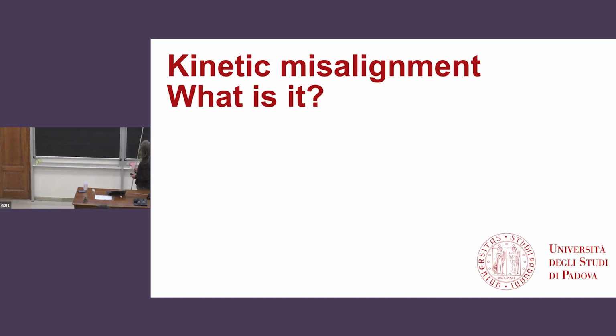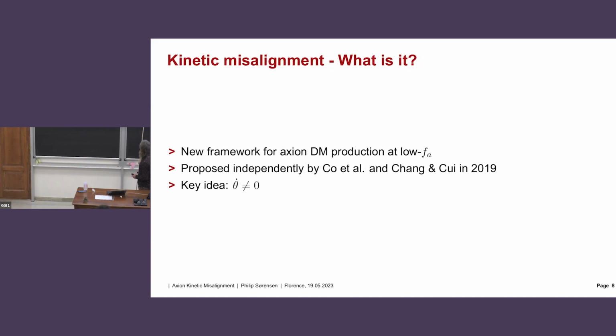So kinetic misalignment is a new framework for producing axion dark matter at low f_a. It's mostly associated with Ko et al., because they produced a number of papers on this topic, but really it was proposed independently by both Ko et al. and Chang and Choi in 2019. So she also gets some credit.